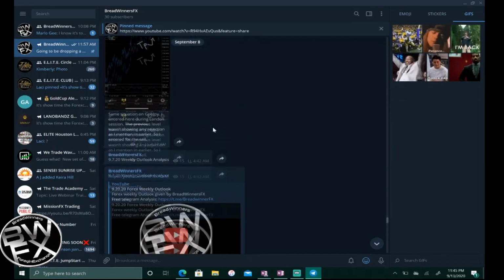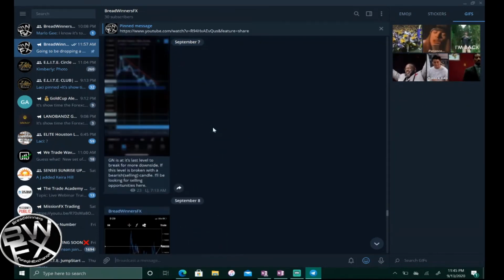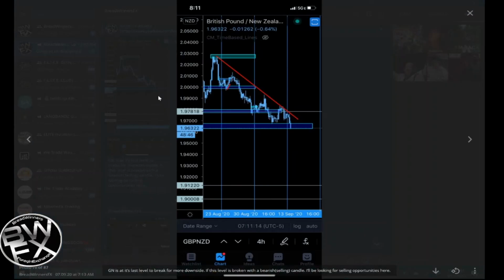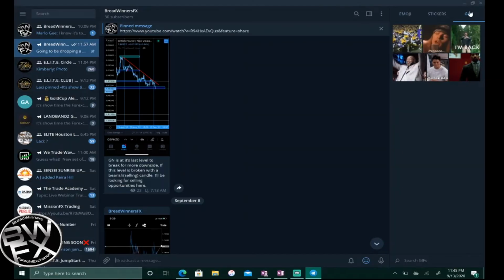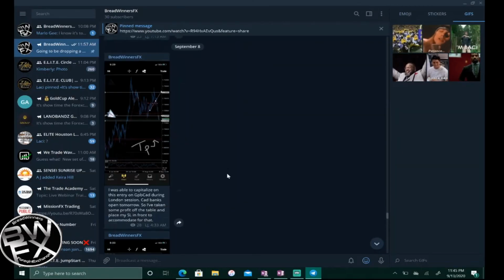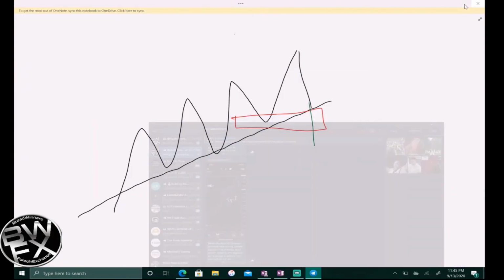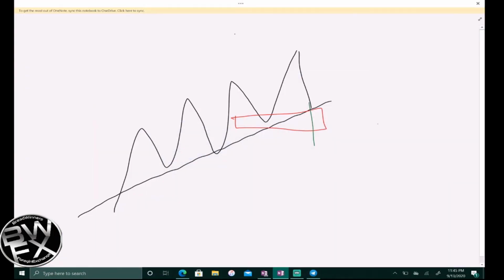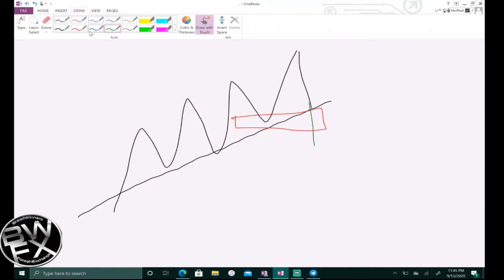Well, I told you right here. I said GN last night is at its last level before it breaks market structure. If we close with a bearish candle, then we'll be looking for sales. So that's why I sent that out. So since we closed with a bearish candle, now I'm looking for sales. So, okay, how exactly do we enter this market?